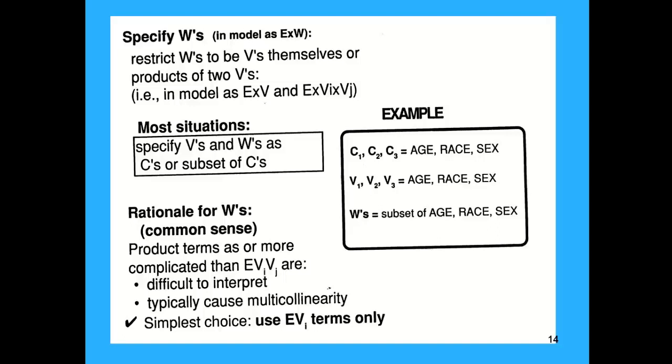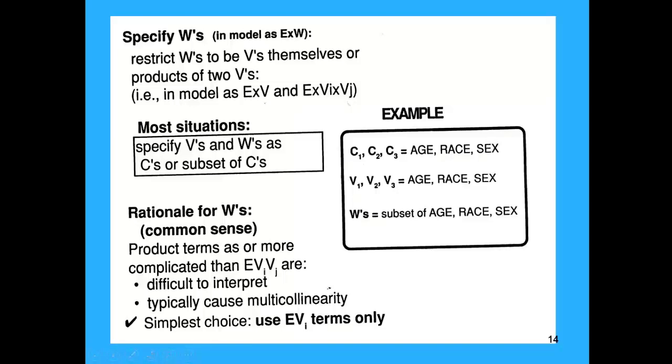But does it mean you can't do it? There's nothing you can't do. I mean, if you want to have E times age times race times sex, you can do it, but you're asking for some trouble. You have to decide, if I put that in, can I make sense out of it? And is it going to cause me problems with collinearity or doing any of the testing I want to do to figure out what the best model is? So this is just a way of simplifying it. In fact, it's probably not a good idea even to have products of E times two V's. The simplest thing is to have E times a V.